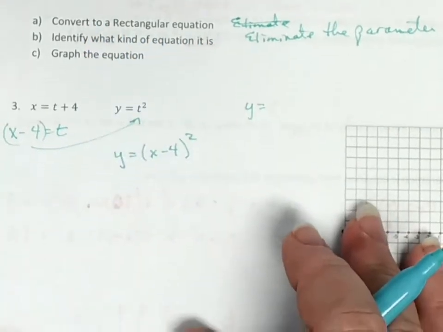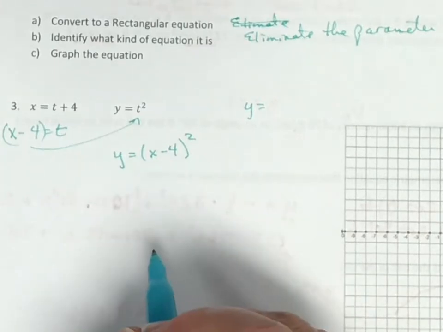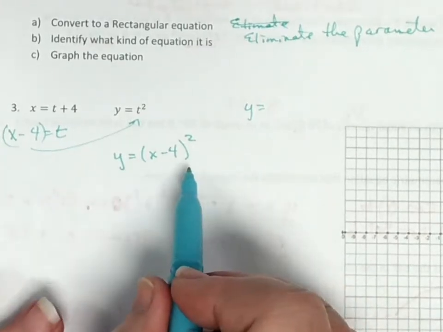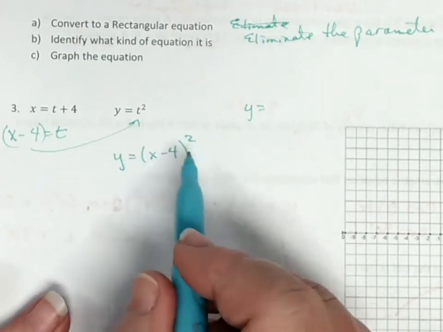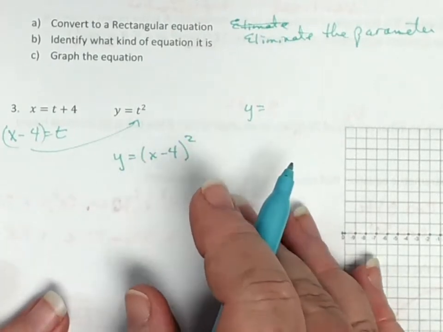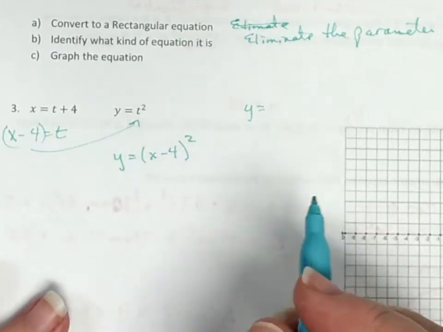Now take a look at what we have. What shape do we have here? Think about it. Are both terms squared? No, just the x squared. That makes this a parabola. Take a look at what you have for this parabola.